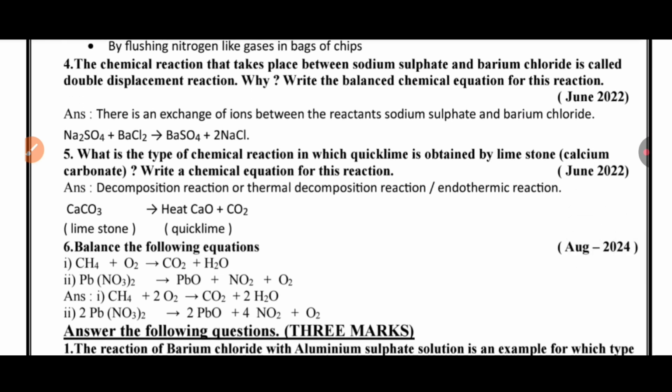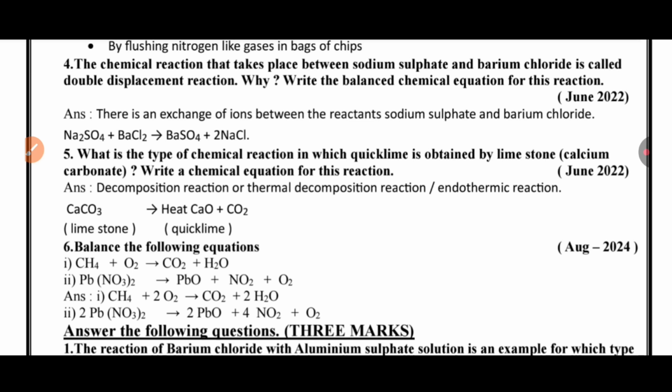The chemical reaction that takes place between sodium sulfate and barium chloride is called double displacement reaction. Why? Write the balanced chemical equation for this reaction. There is an exchange of ions between the reactants sodium sulfate and barium chloride, so it is called double displacement reaction. So the balanced chemical equation is Na2SO4 plus BaCl2 gives BaSO4 plus 2NaCl.